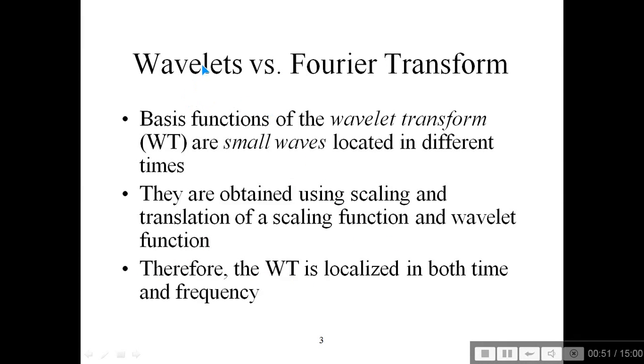But basis functions of the wavelet transform, which are small waves, are located in different times. So the time aspect is also coming. They are obtained using scaling and translation of scaling function and wavelet function, which is the important aspect of wavelet transform. So the WT is localized in both time and frequency. So we have time as well as frequency, whereas in Fourier transform we had only the frequency domain.